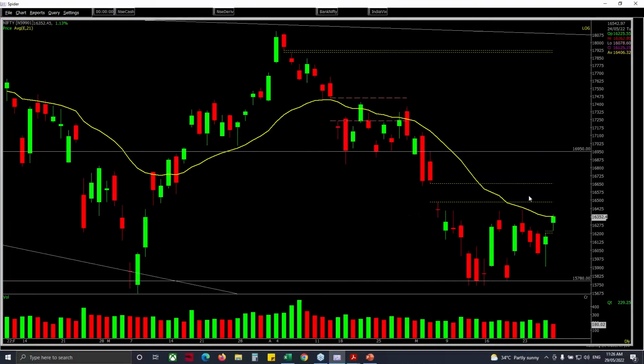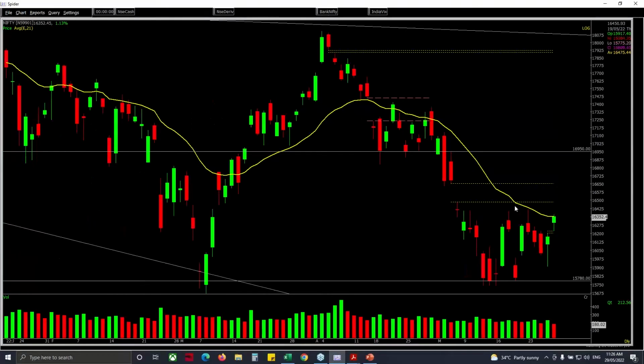We cannot expect any further strong up move till we get a daily close above the exponential average of the last 21 days.